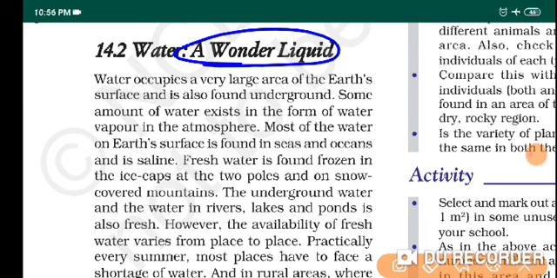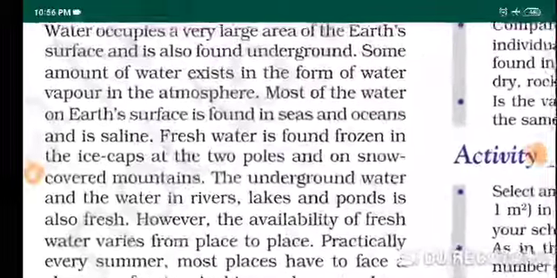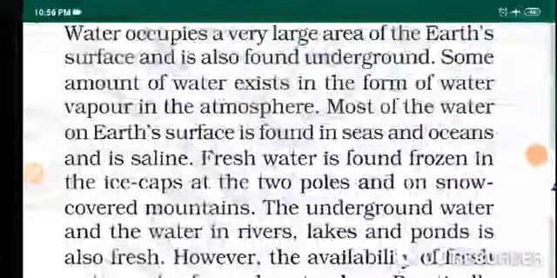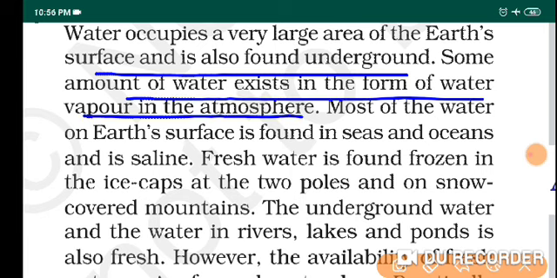First of all, do you know the extent of water on the earth? Yes. On the earth, a large area of water is present on the surface as well as in the underground. Some amount of water is also present in the form of vapor in the atmosphere. So you have underground water, you have surface water in the open reservoirs, and also you have water in the form of vapor in the atmosphere. So three different forms you have the water.